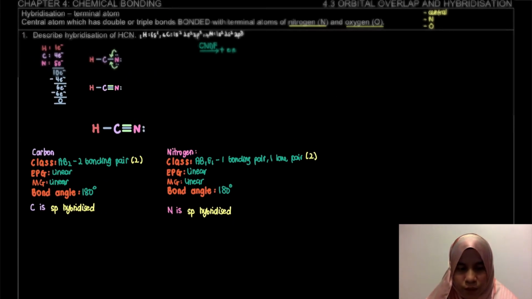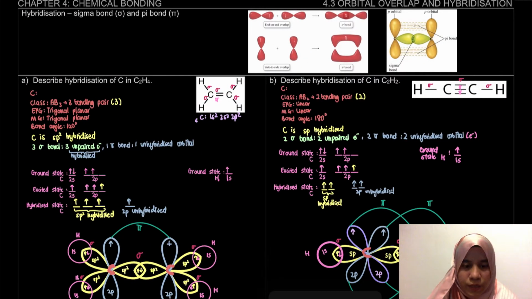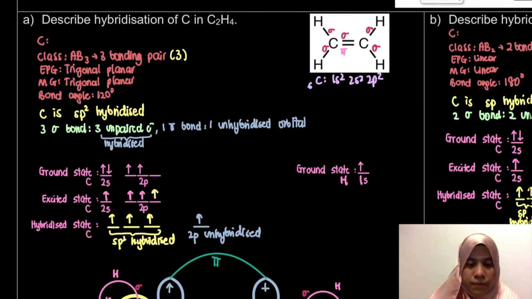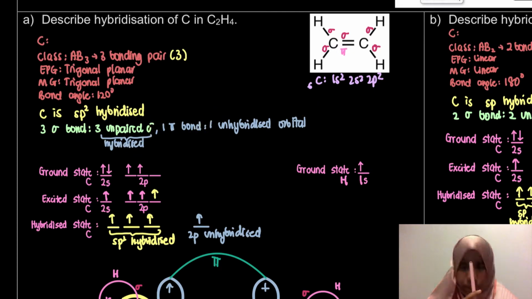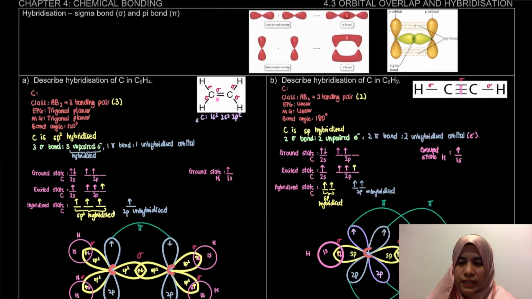Kenapa? Ini pun kita ada buat kan? Sebab kita nak tahu kalau dia adalah sigma bond, it will be unpaired electron yang jadi hybridized. Kalau pi bond, dia jadi unhybridized. Tapi kalau ada lone pair macam mana pula? Okay, so yang ni Miss tulis dekat tepi sana ni.